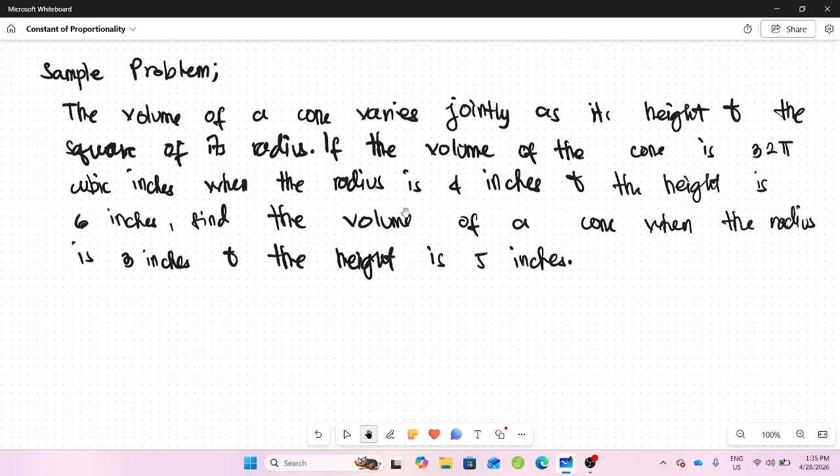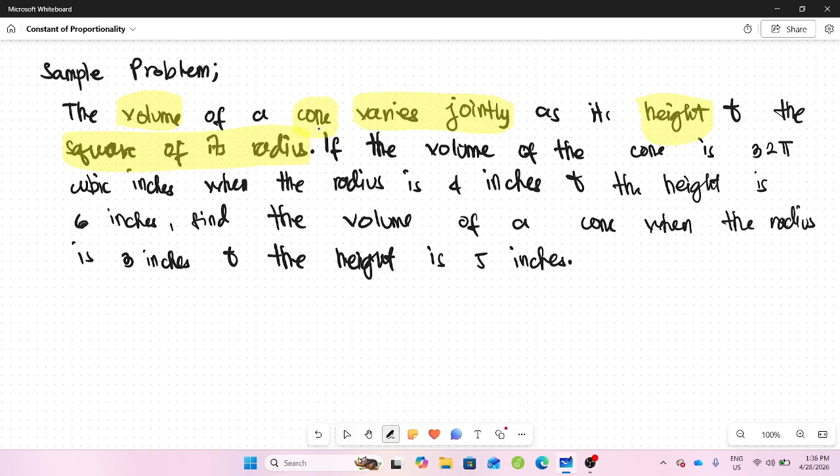Allow me to read the problem. So the volume of the cone, again, the volume of cone varies jointly. Meaning the volume of the cone depends jointly on its height and the square of its radius. So let us first focus there and convert that into an equation.